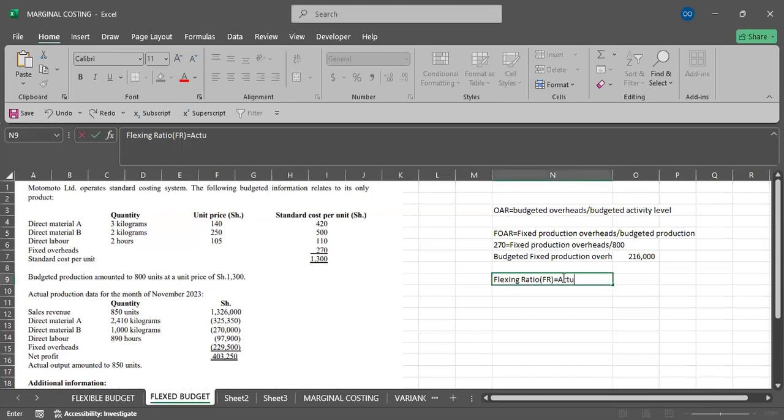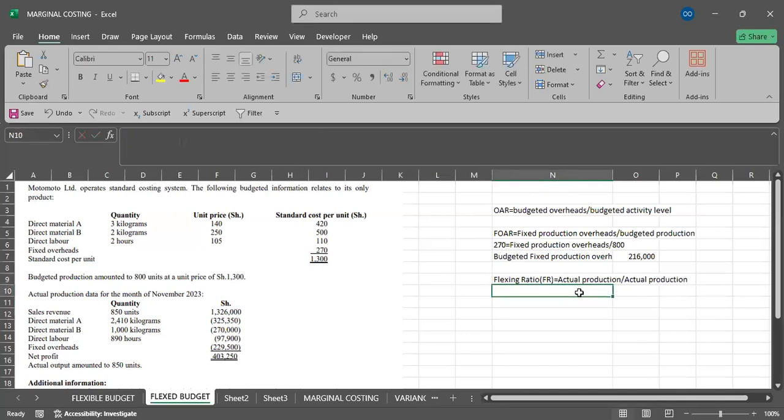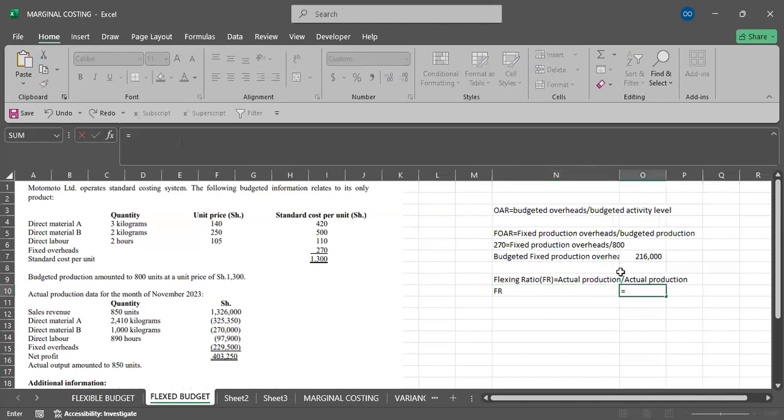So flexing ratio is equal to actual production divided by budgeted production, right? Good. So do we have that in our question? Our flexing ratio should be equal to actual production. If you go to the actual results table, how many units were actually produced?